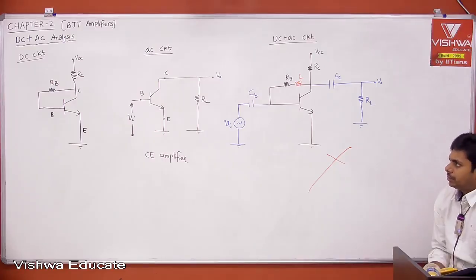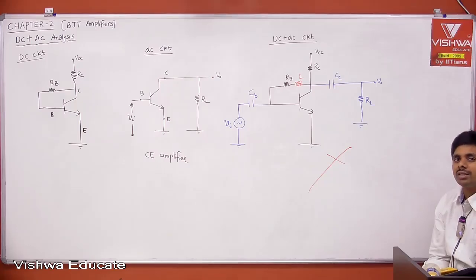With this I can say we have done DC plus AC analysis, and finally we got an amplifier. Tell me, what is our BJT amplifier now? The RC coupled CE amplifier. That is what people use.